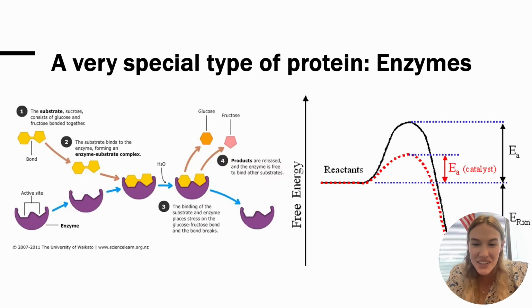Okay, so I talked about enzymes. Enzymes are my favorite types of proteins. They are the master regulator in our bodies, and they are very important because they make things biologically feasible.